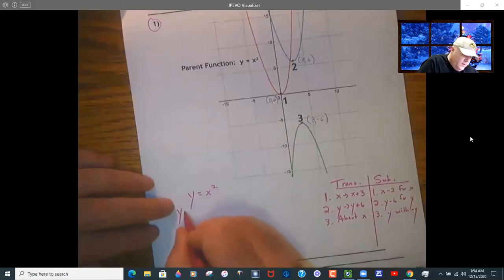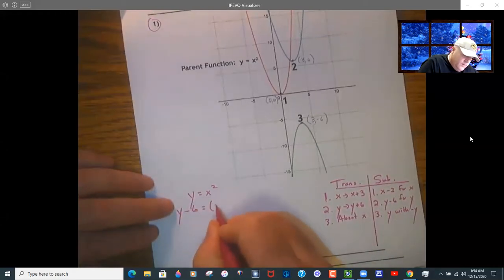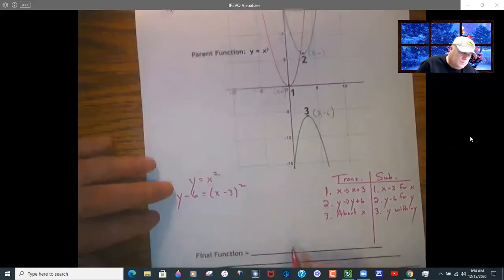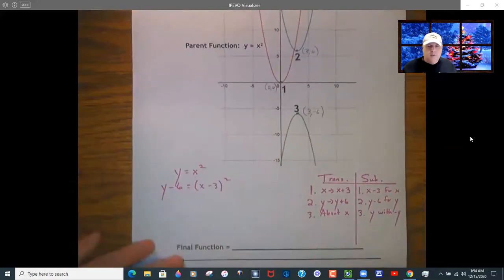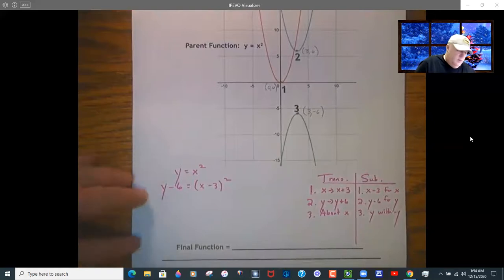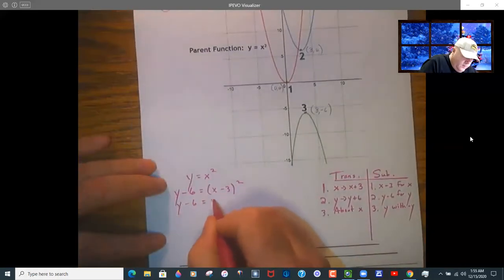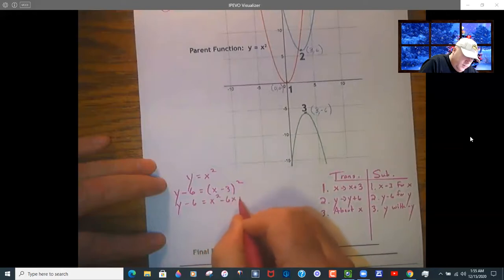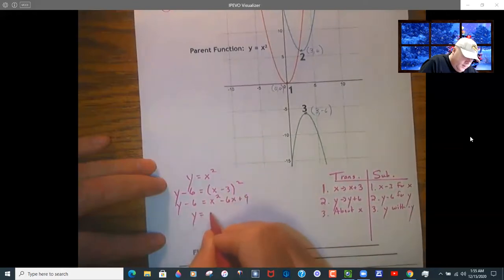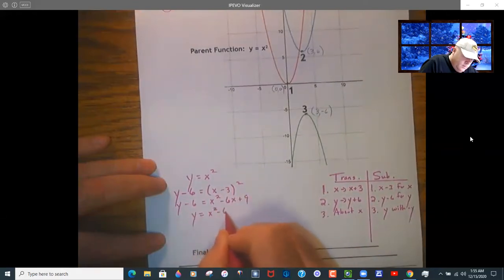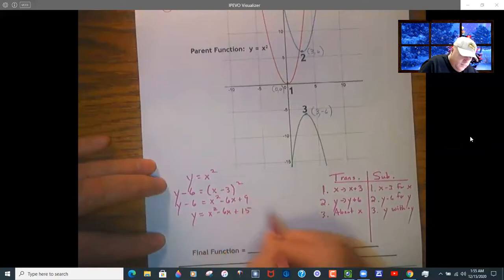So you can do this at the same time. When it's a translation, you can treat two translations, if one is X, one is Y, at the same time. There's nothing at all wrong with that. So we have a FOIL product to do, and then we have to add 6. So we'll do the FOIL product first, X squared minus 6X plus 9, and then we have to add 6. And that makes plus 15.